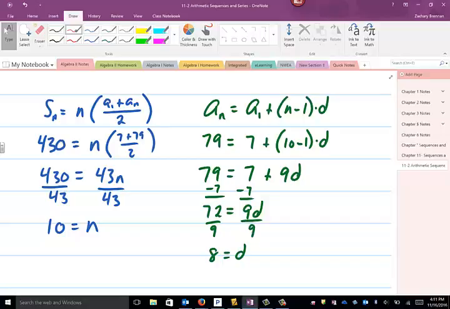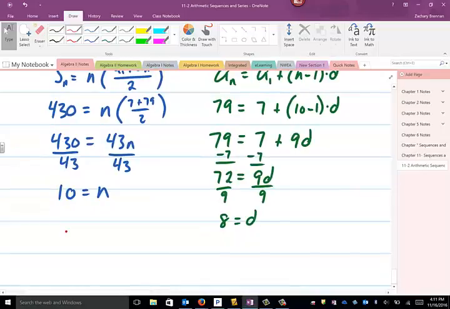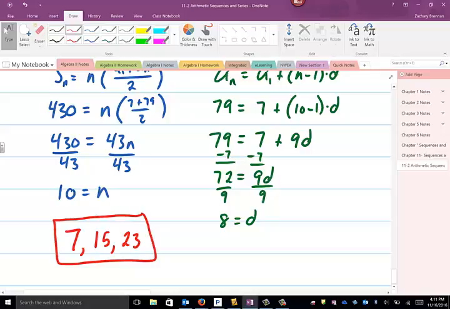But now that I know d, it's a common difference, and I know that this thing starts with the number 7, I can then add 8 and get 15. I can add 8 and get 23. And I now know the first 3 terms in that series.